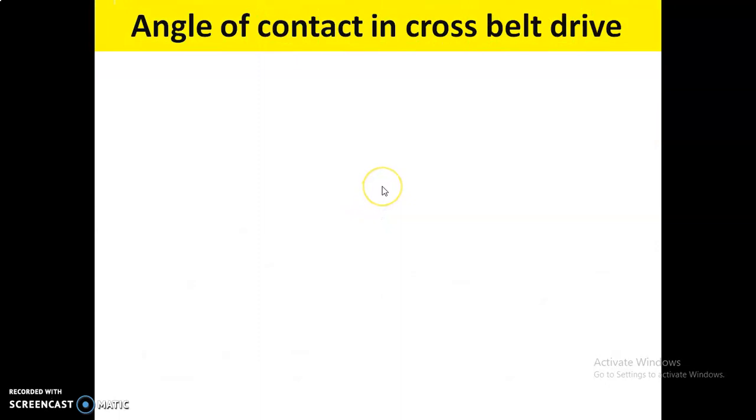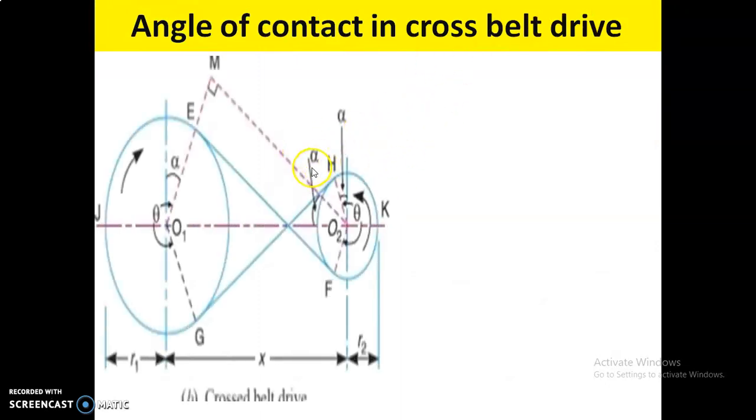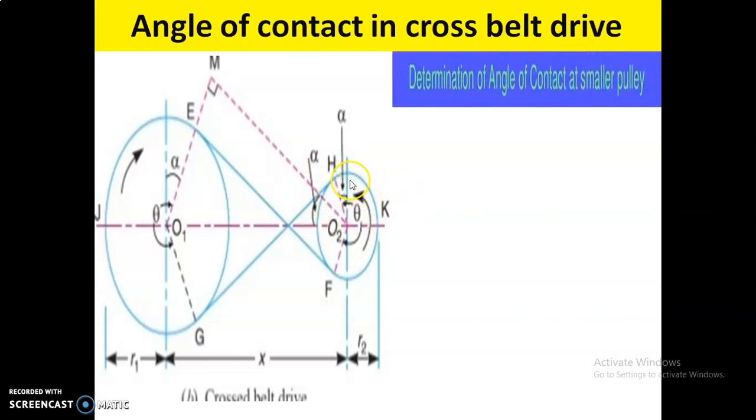So let us find the angle of contact in cross belt drive. This is a line diagram of the cross belt drive. Here I am taking a smaller pulley for determining the angle of contact in cross belt drive. So here theta is nothing but the angle of contact in cross belt drive.